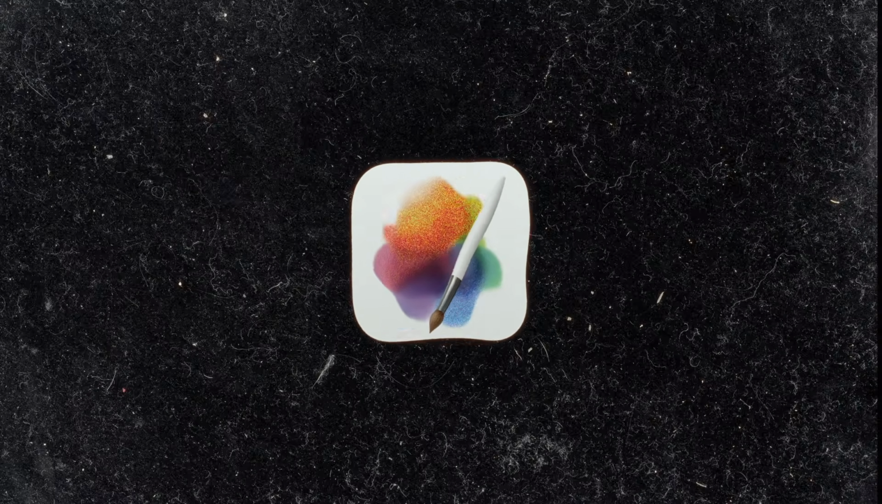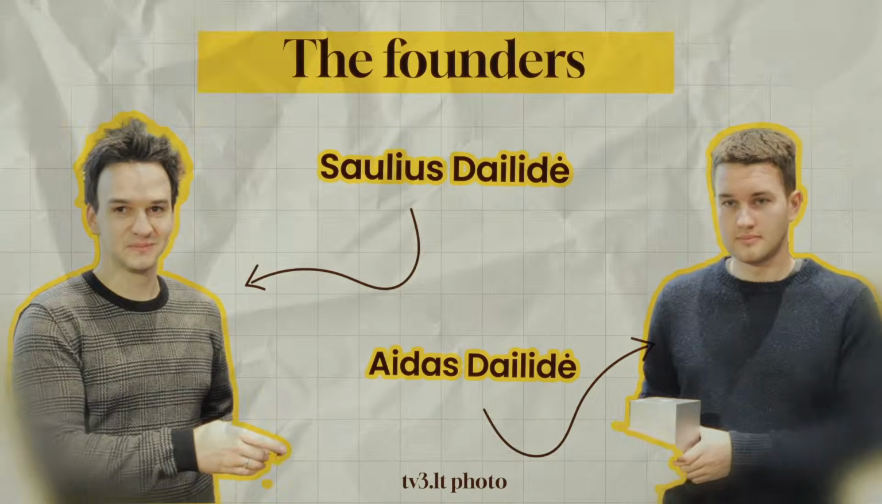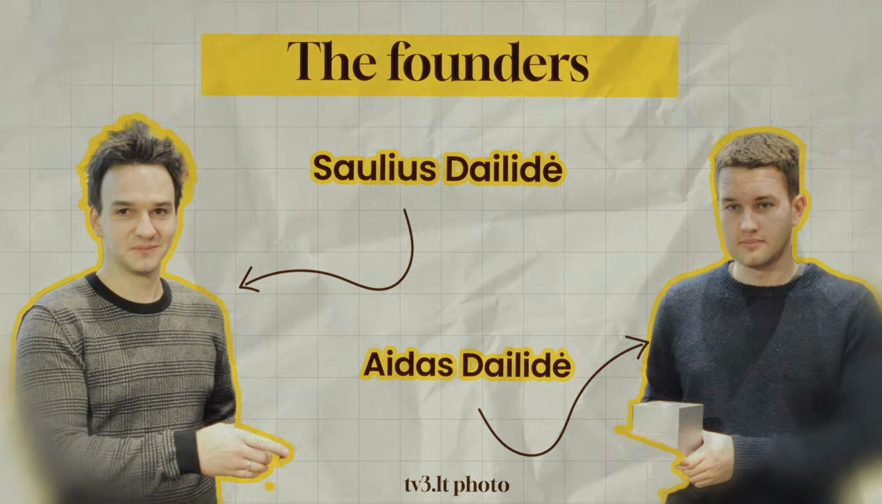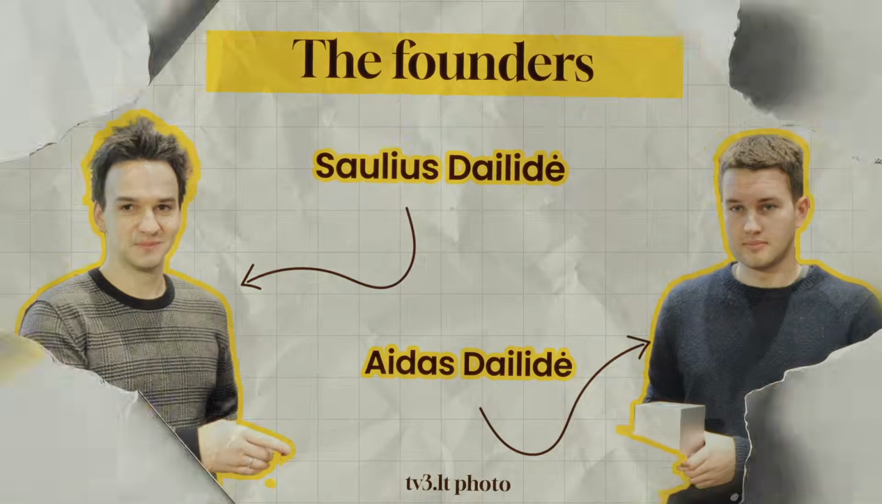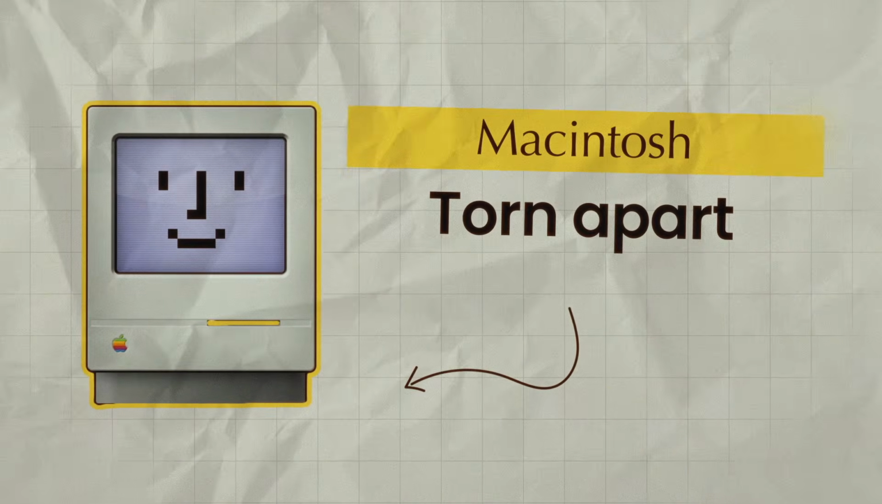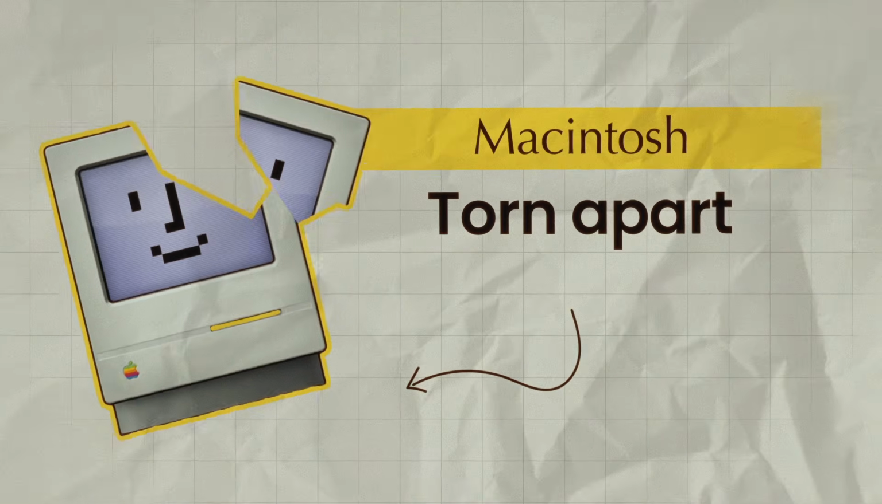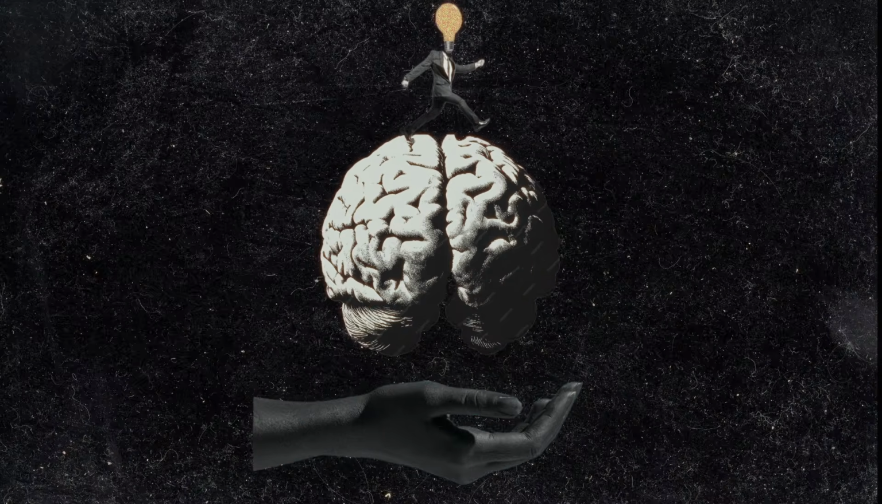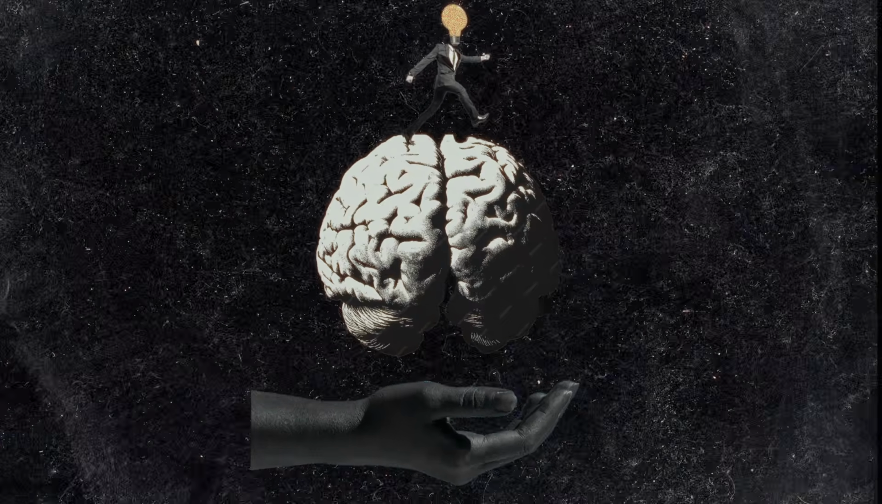Pixelmator Pro didn't start as a pro app at all. It started as a small idea from two brothers in Lithuania, Aidas and Saulius Dailidė, who from a young age were fascinated by computers. According to the local profile, they even experimented with old Macintosh hardware to understand how it worked. This hands-on curiosity would quietly shape the philosophy behind everything they built.